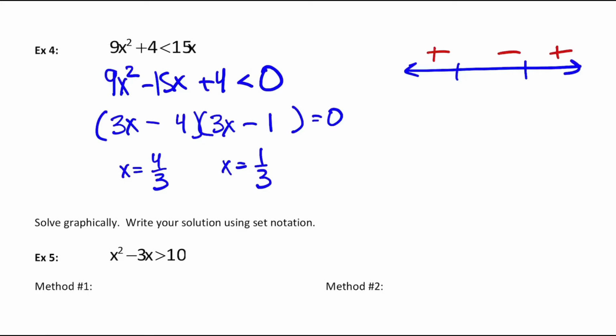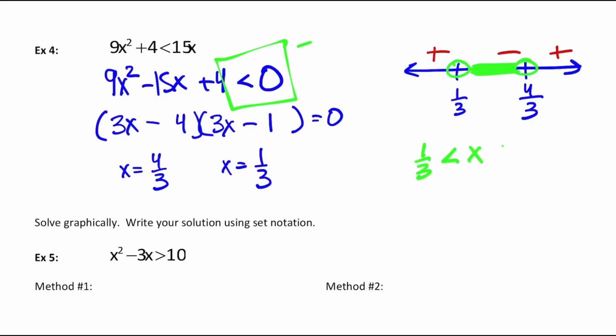Put them in numeric order. 1/3 here, 4/3 there. What do you want? Less than 0, you want the negative. Okay, so it's going to be an open circle. I want that negative piece right there. How do you write that solution? 1/3 is less than x is less than 4/3.